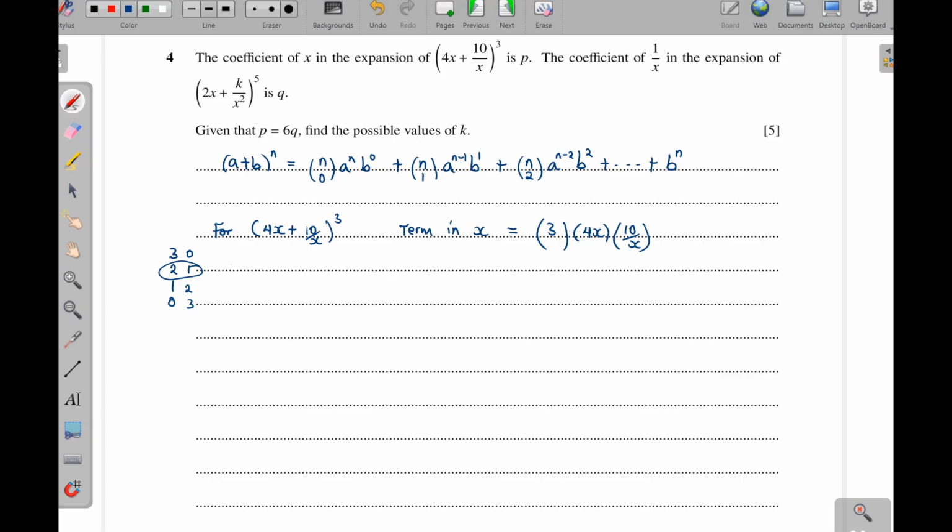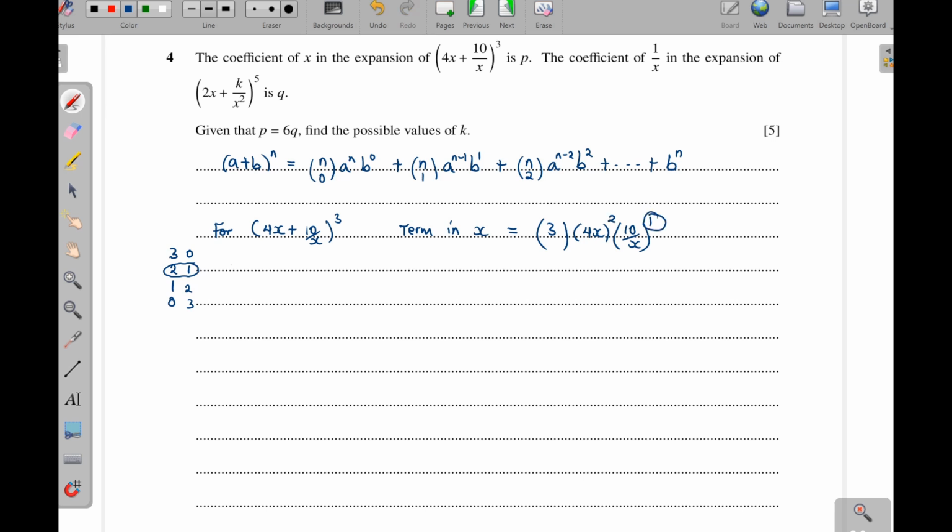If I put 2, 1, you put a 2 here and then you put a 1 here. This will be x squared over x. This one will give us x. So that means I'm going to choose this pair here, 2 and 1. So I will put here and then here.